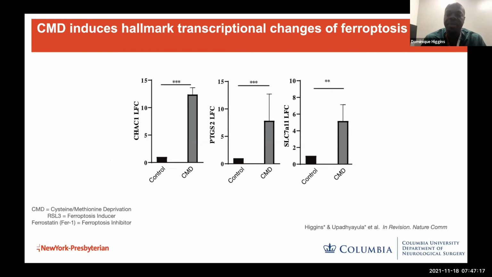And typically from prior studies, we know that there are 3 hallmark transcriptional changes you typically see when cells are beginning to undergo ferroptosis: CHAC1, PTGS2, and SLC7A11. And all 3 of them are regulated in the presence of cysteine methionine deprivation, suggesting that the cells are primed to undergo ferroptosis if they were to get a second hit.